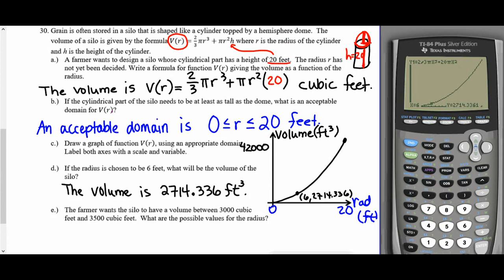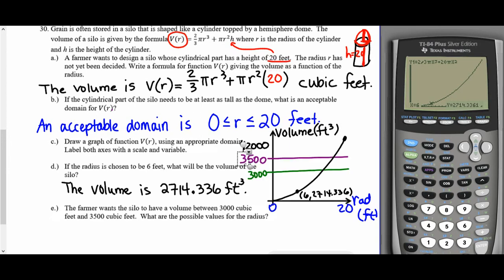Okay, for my final question, I have the farmer wants the silo to have a volume between 3,000 cubic feet and 3,500 cubic feet. What are the possible values for the radius? So I put two lines right here at 3,000 and at 3,500. And I'm going to have this range of volumes in between that will work. So I need to figure out where these two places are. So I'm going to do them one at a time. I'm going to go over here into Y2, and I'm going to put 3,000. And then when I graph, I'll see the line on there, and I can calculate the intersection.